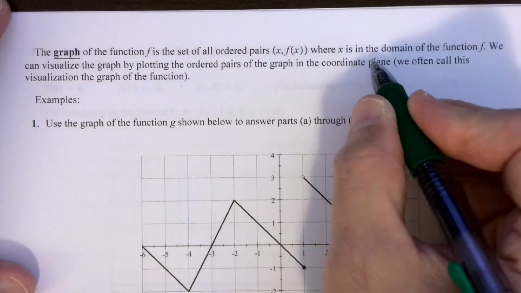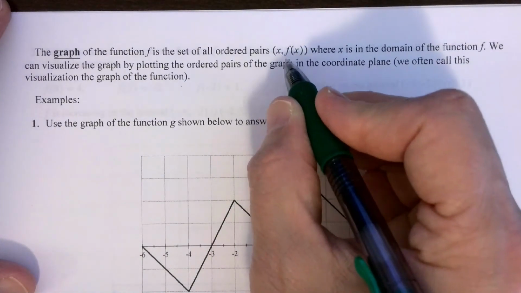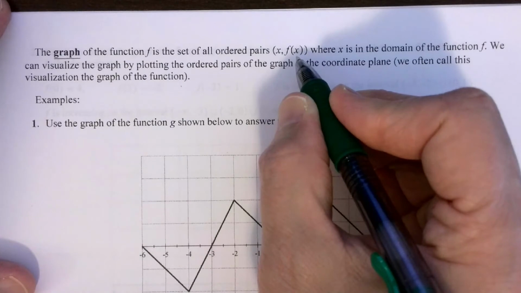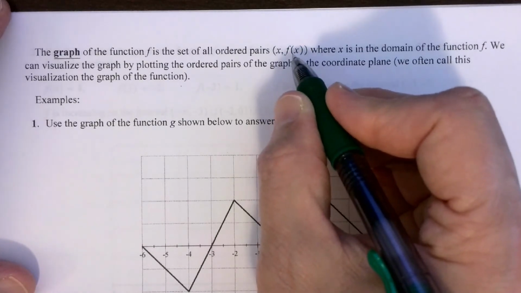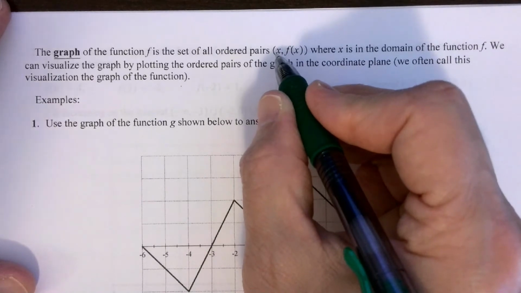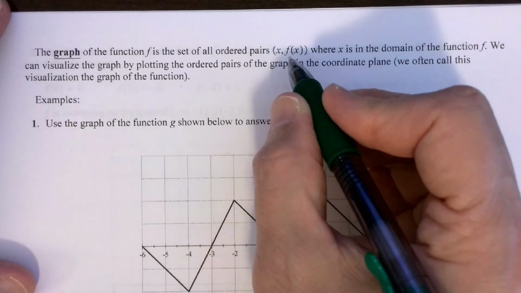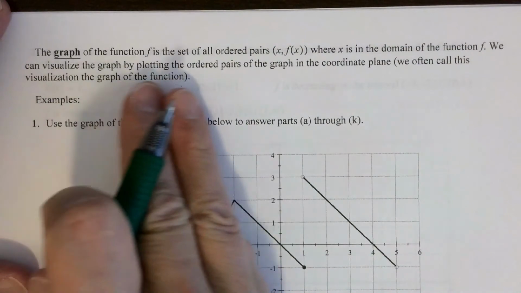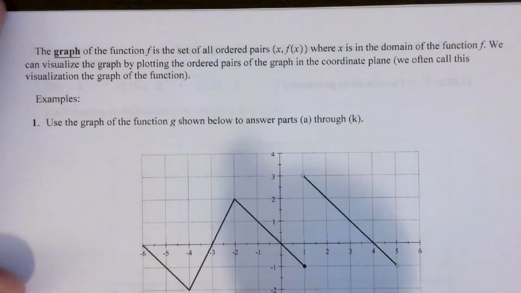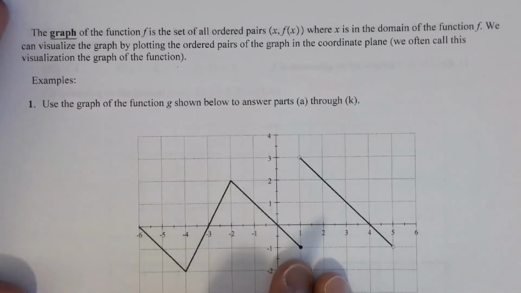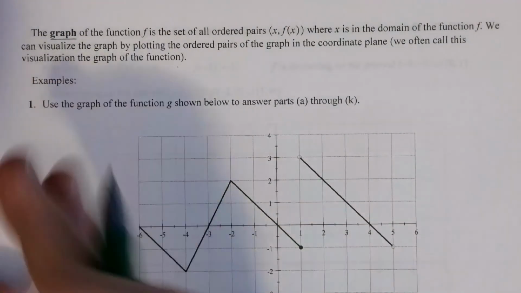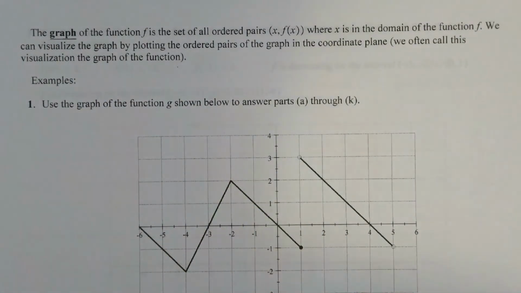So x is in the domain. It's an independent variable. We call that the input. F of x is the range value, or the dependent variable, or sometimes called output. So it's always that order, and the order is important. The input first, then the output. We can visualize a graph by plotting the ordered pairs on the coordinate plane, or what's known as the rectangular or Cartesian coordinate plane. And this is the visualization of the graph of the function. Actually, we often just call it the graph.